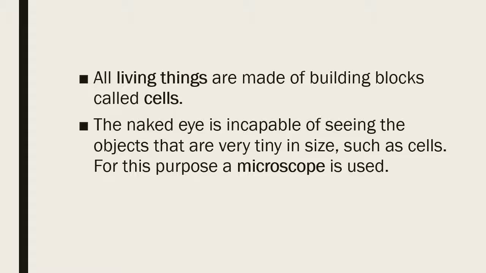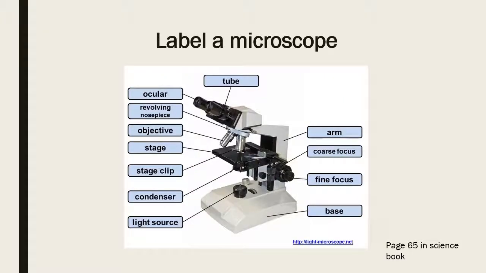This is how we label a microscope. First, we have a tube which is connected to the ocular. The ocular is what we see with. We've got the revolving nose piece. The revolving nose piece revolves, so it goes round, so we can change the objective. Then we have the stage. The stage is where we put our specimen, the thing that we want to see, and it's held by stage clips.